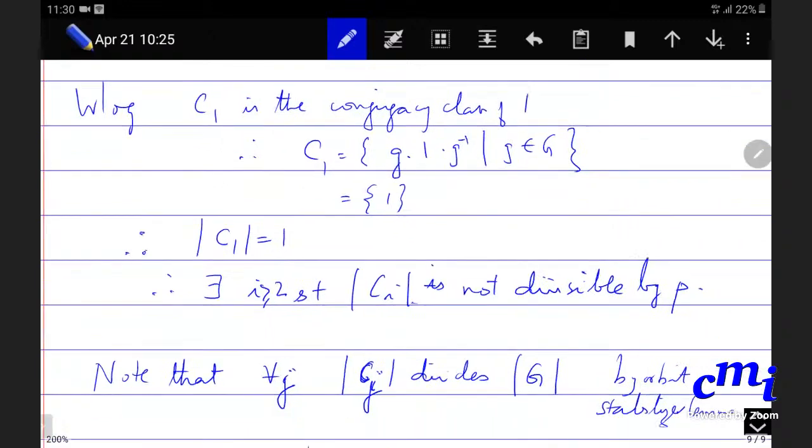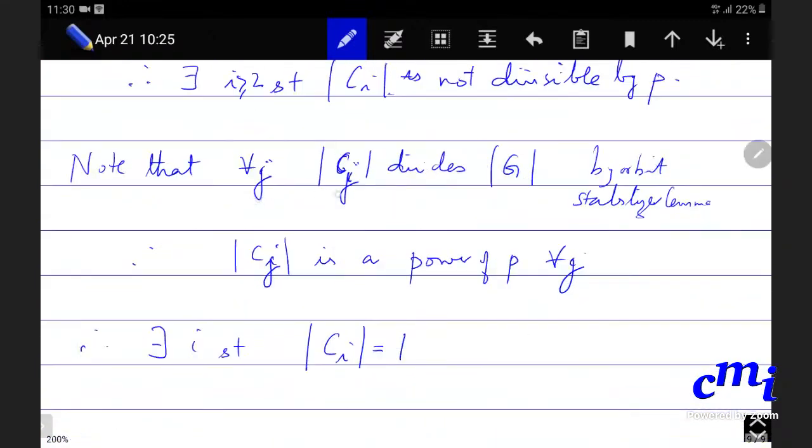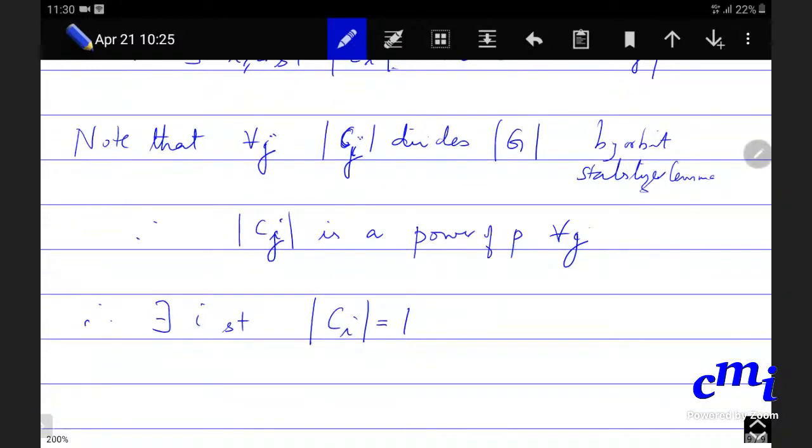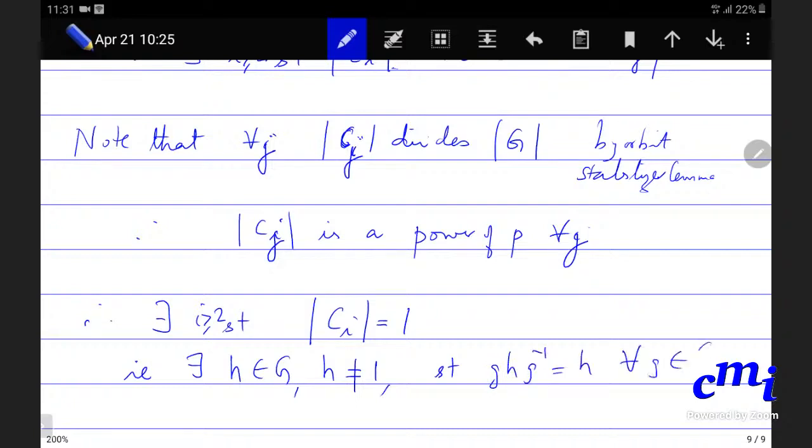But on thinking about it further, we see that if it is not divisible by P, it must be 1, because otherwise it is a power of P. i greater than or equal to 2. But what does that mean? It means that there exists some h inside G, h different from 1, because this is a conjugacy class of some other element, not that of 1, such that g h g inverse is equal to h for all g inside G.